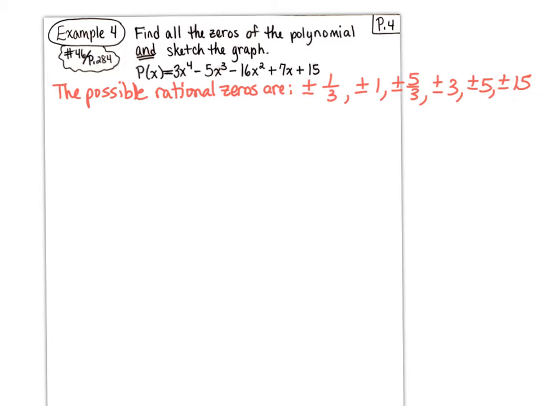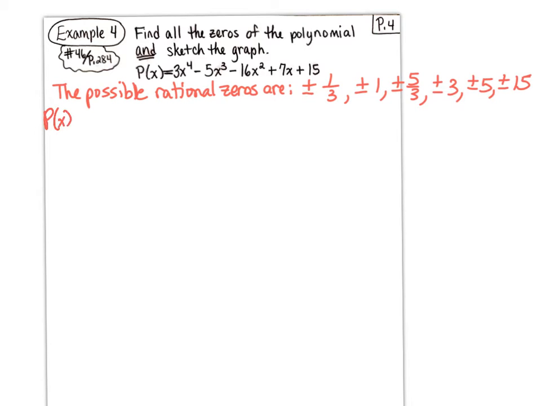Okay, good. So we have the possible rational zeros. Remember, you get those by taking the factors of 15, dividing it by the factors of 3. So these are the possibilities. Now, let's talk about the variations.